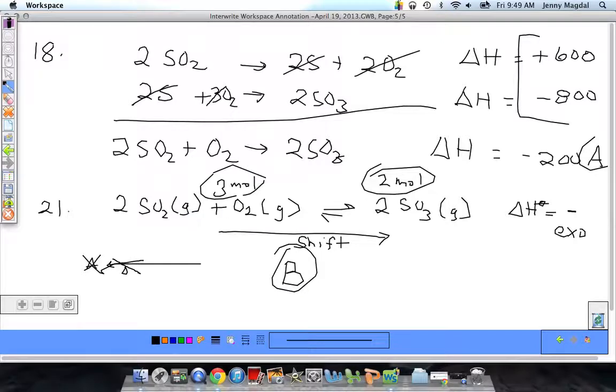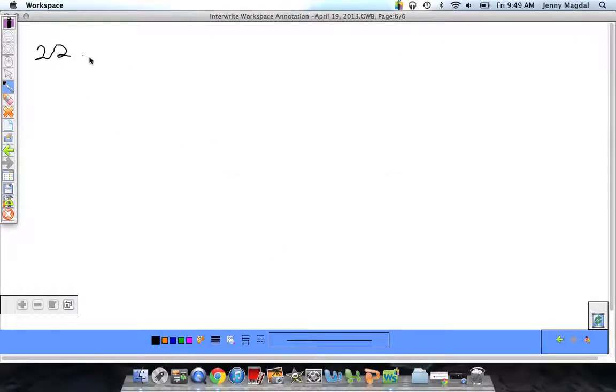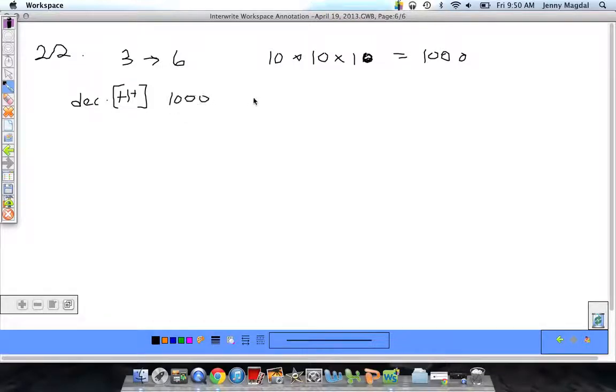Number 22, we are dealing with a change from 3 to 6 on the pH scale, so 3 to 4, 4 to 5, 5 to 6. I'm doing a 10-fold change each time, which means I have a change of 1,000. That is decreasing the concentration of H+, because I'm getting closer to neutral, so I'm decreasing that by 1,000, so our answer is C.